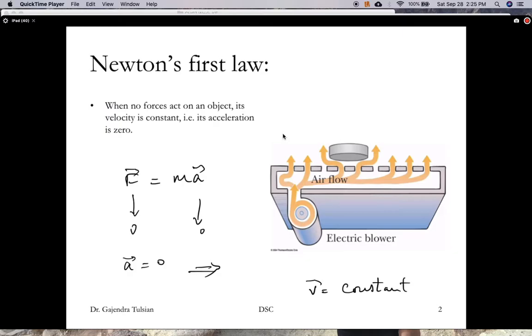Okay, let me redo that. So that implies v is constant, and so v can be either zero or a non-zero value, but v will not change. So that's Newton's first law. Here's a real life example. You've all played air hockey, and you get the puck moving and it'll maintain its velocity till it encounters a force.